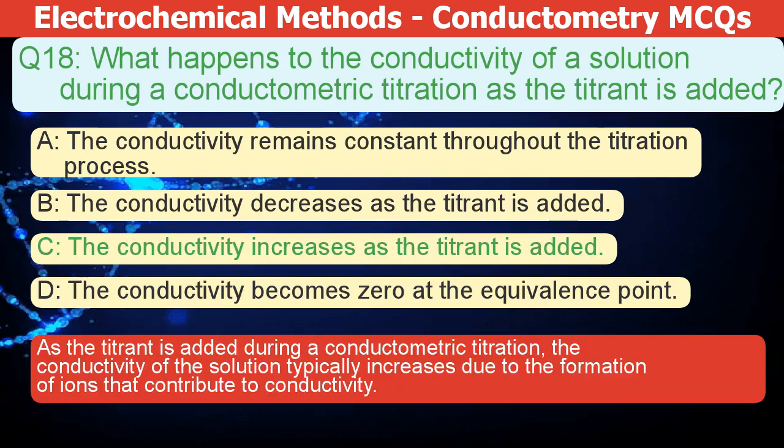The correct answer is C. As the titrant is added during a conductometric titration, the conductivity of the solution typically increases due to the formation of ions that contribute to conductivity.